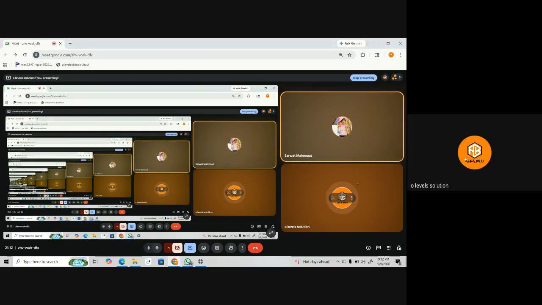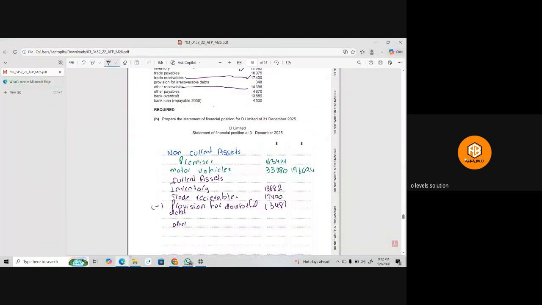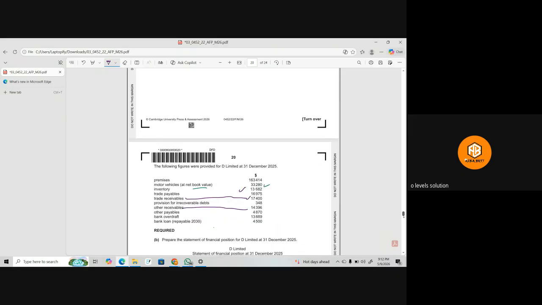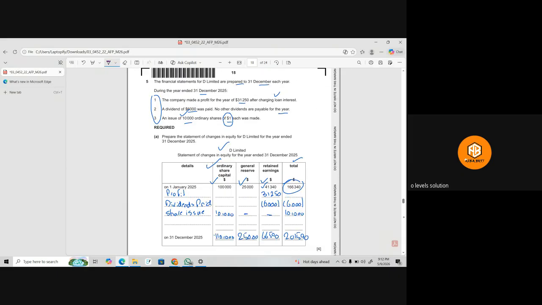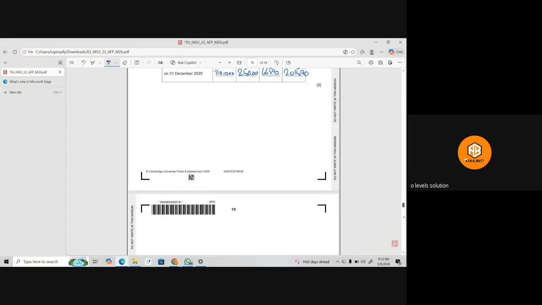Yeah, it's okay. So I was solving the Feb March 2026 paper, so let's do it together. This question number 5 is related to company accounts. They ask us to prepare the statement of changes in equity. I've just done with it. It's not difficult, it's only three adjustments, and I just made it.